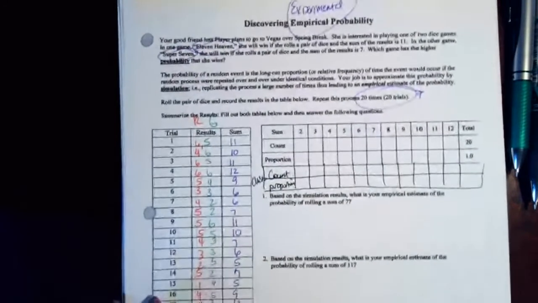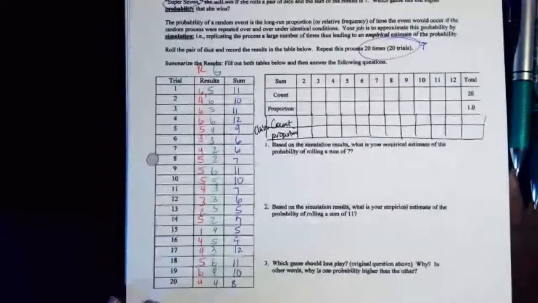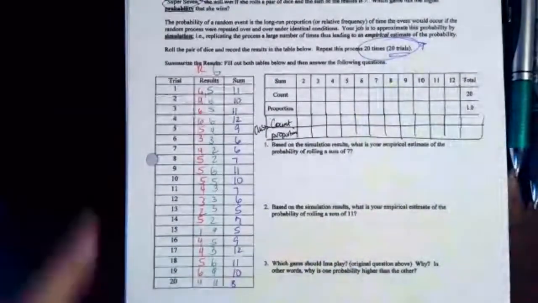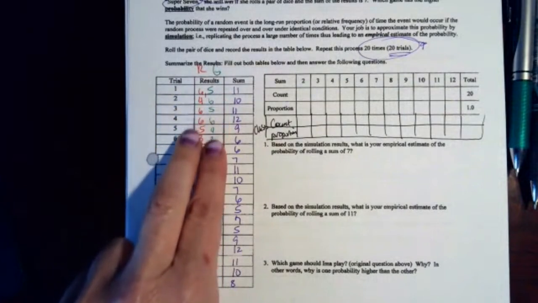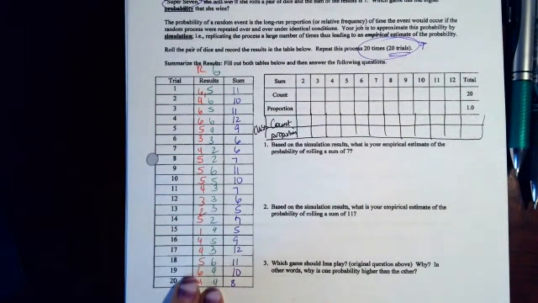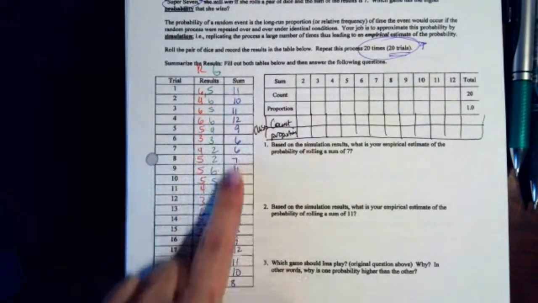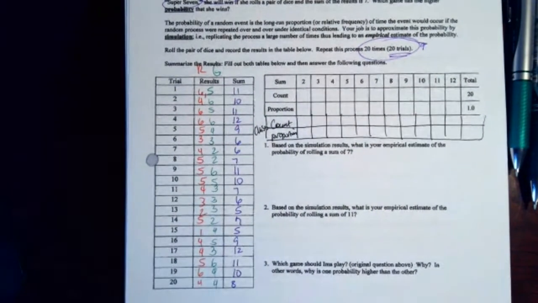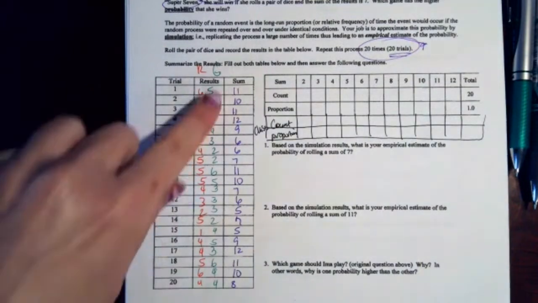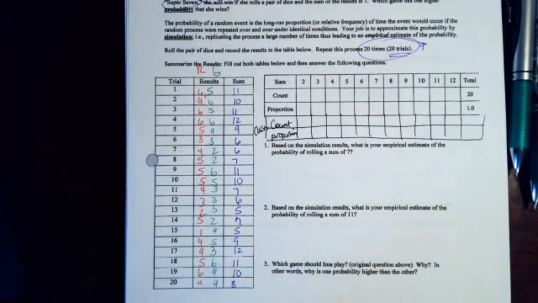Well, let's see. Now, I asked you to go ahead and do the 20 trials. And I did my 20 trials, and you see I kept track, rolling my red and green die of what the red die read, what the green die read, and then I found my sums. Hopefully you are all here. We're going to try to do some class data with this. So I do need you to have these 20 sums.